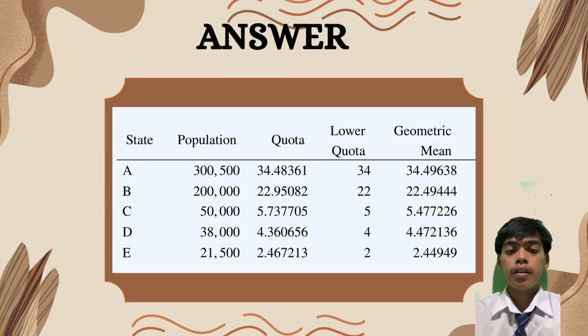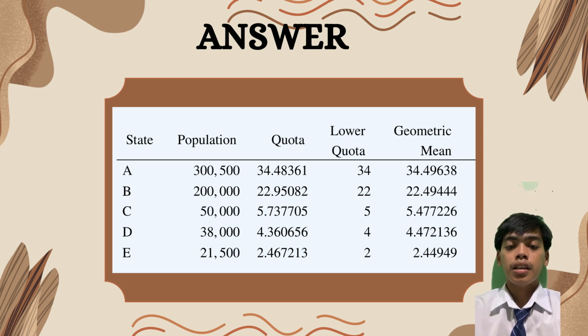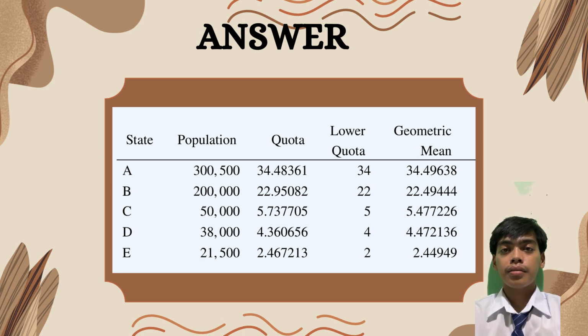As the result of the Huntington-Hill method, the 70 representatives are divided among the 5 states as follows. State A has 34 representatives as the highest, State B has 22 representatives, State C has 5 representatives, State D has 4 representatives, and lastly, State E has 2 representatives, which is the lowest number.